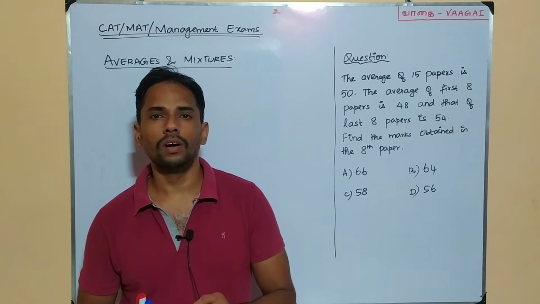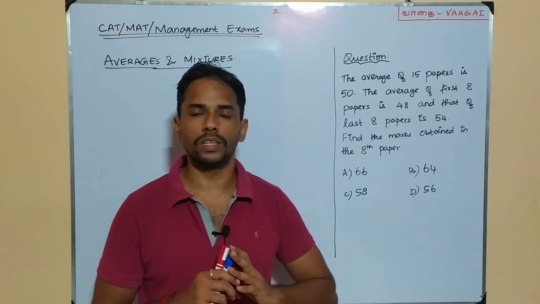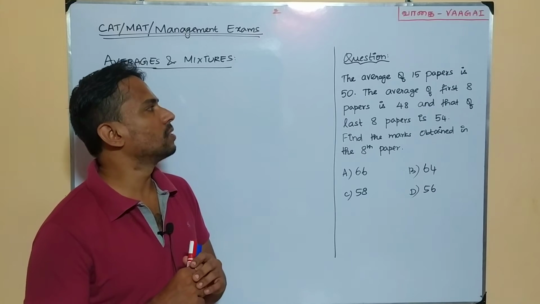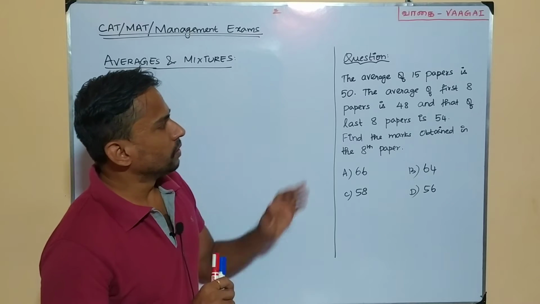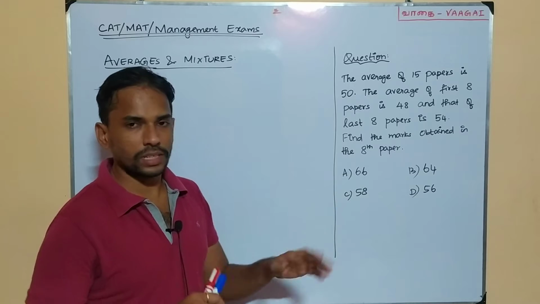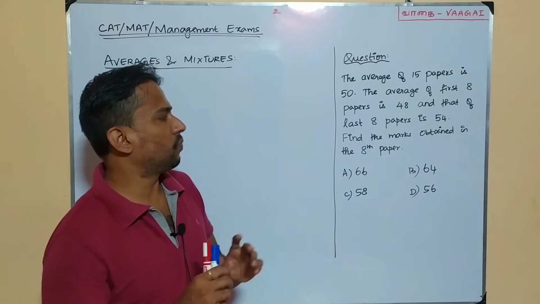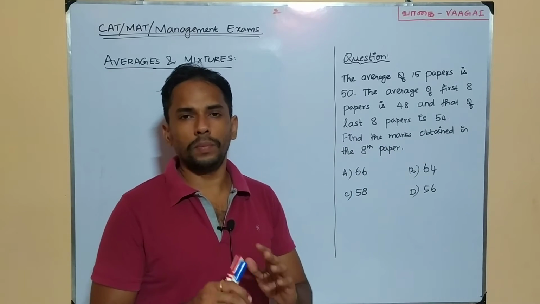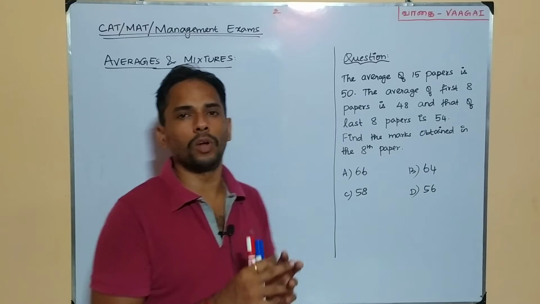So in this session we have a very basic problem from the concept of averages and mixtures. Let us directly get into the question. The average of 15 papers is 50. The average of the first 8 papers is 48, and the average of the last 8 papers is 54. Then we need to find the marks obtained in the 8th paper. As I told, it's going to be a very basic question, so let's get an approach to solve this problem.